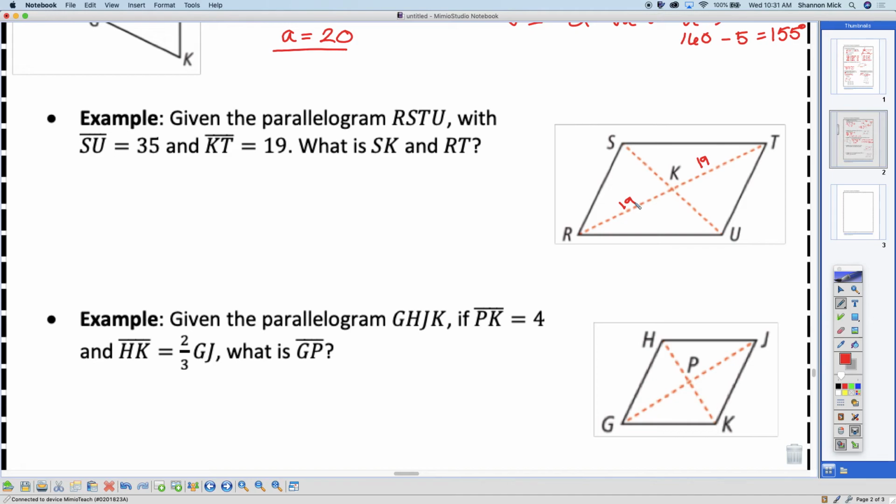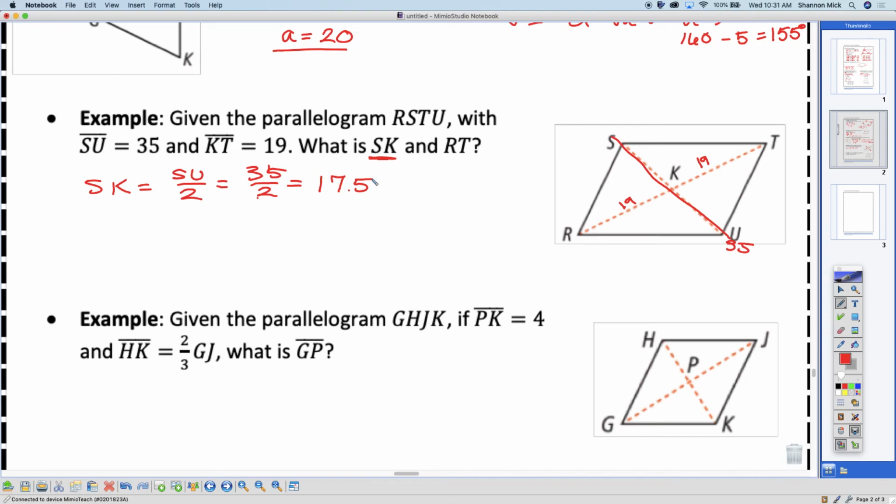Wouldn't it technically all be the same? No, because SU is the whole thing. It's 35. So all you have to do is, how much of it do you want? You want half. 35 divided by 2. So SK is going to equal SU divided by 2, yes? I'm just writing it out in symbols. So what was SU? 35. 35 divided by 2 is 17.5. And I don't have any units, do I?